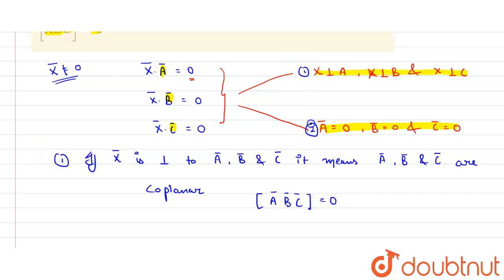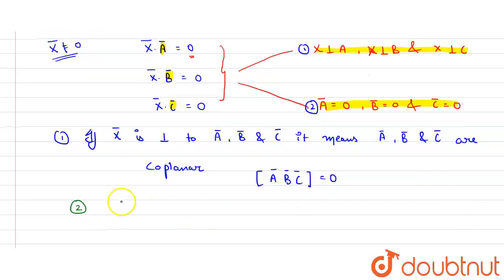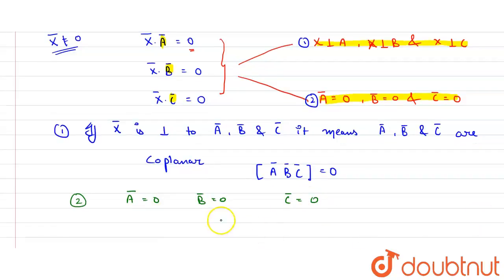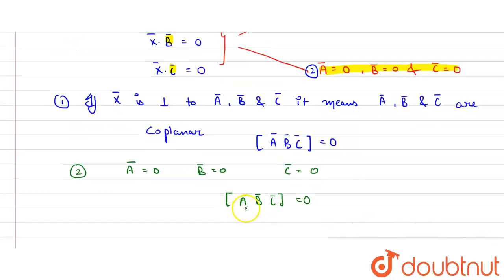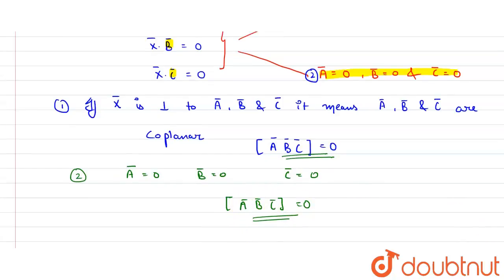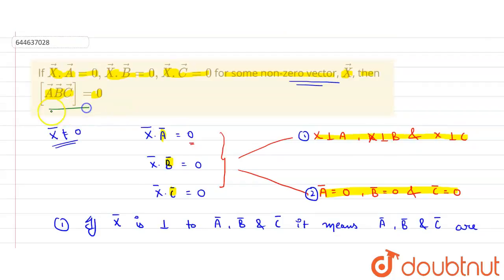Now for the second condition, let me write it here. Vector a is 0, vector b is also 0 and vector c is also 0. If the three vectors are 0 then their determinant value will also be 0, it is obvious. So from both cases we concluded the same thing, that the determinant of a, b, c vectors is 0. Look here, it is given that the determinant of a, b, c vectors is 0. Yes, we proved that this is true for the above conditions, so this statement will be true.